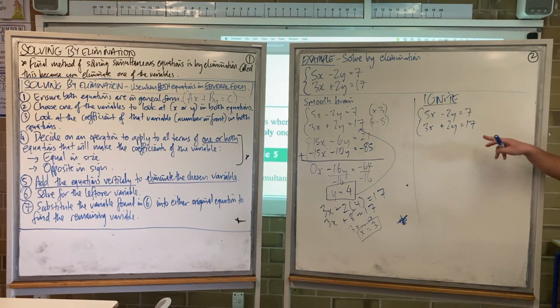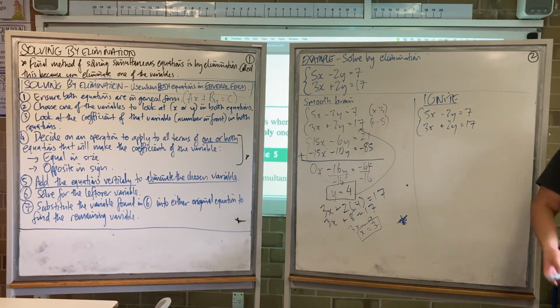If you're confident, have a look. See if you can see what I mean by the smooth brain and the Ignite version. Because you're allowed to look at X or you're allowed to look at Y. If you've got the option, think ahead.